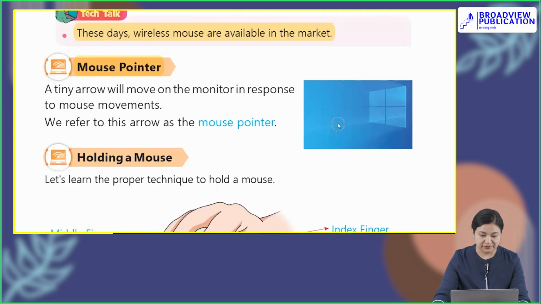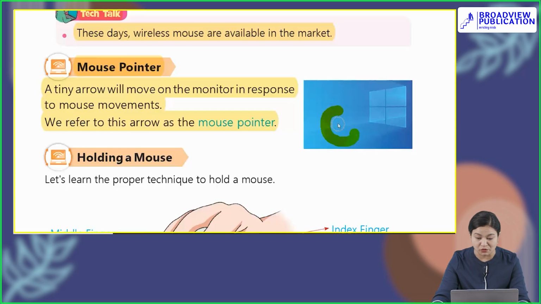Mouse pointer. A tiny arrow will move on the monitor in response to mouse movements. We refer to this arrow as the mouse pointer. So as you can see, this is the mouse pointer. It is a small arrow which we use to select items and to open them.